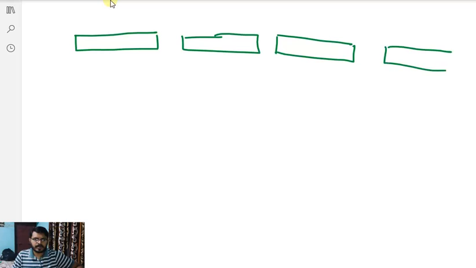Now since I am using a 32 bit system, if this is memory location m, then m plus 1 will be the next adjacent memory location, then m plus 2 and m plus 3. Now in total there are 32 bits, so one box here represents 8 bits. Here also you have 8 bits, here 8 bits, here 8 bits.